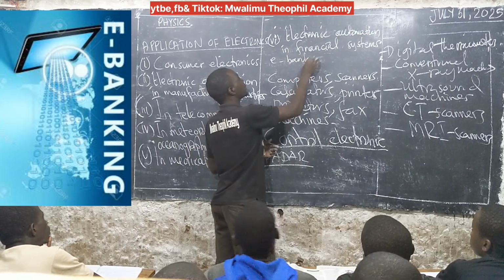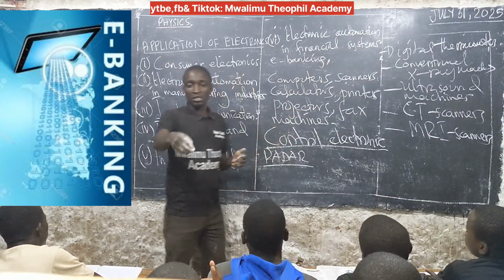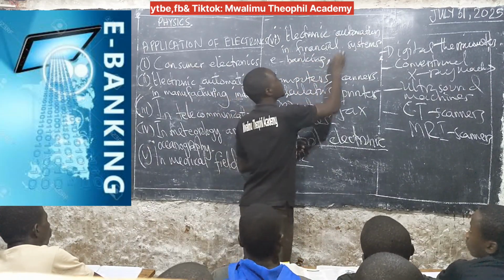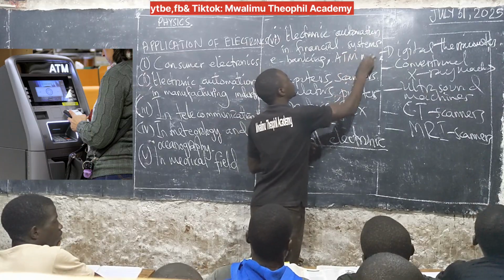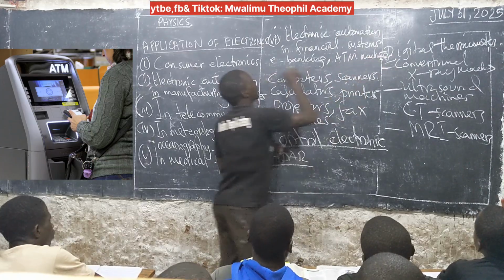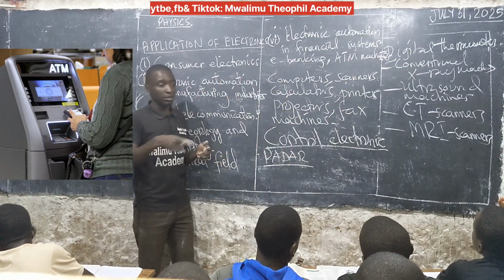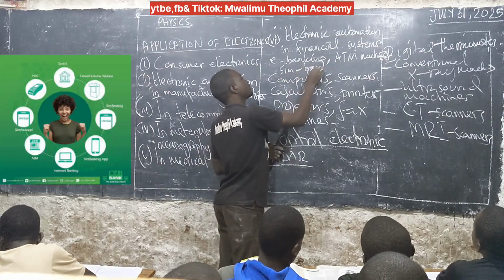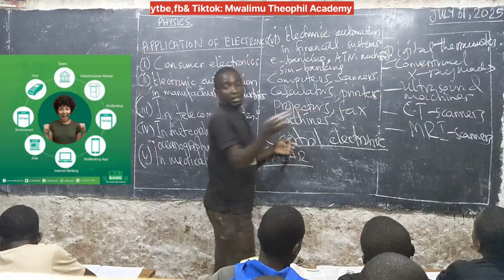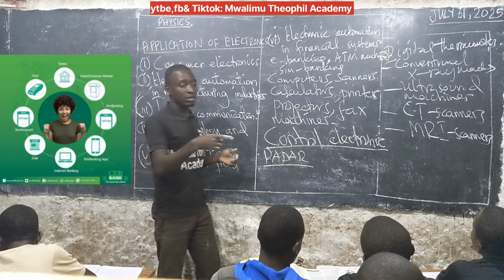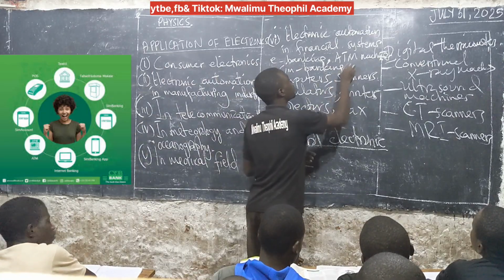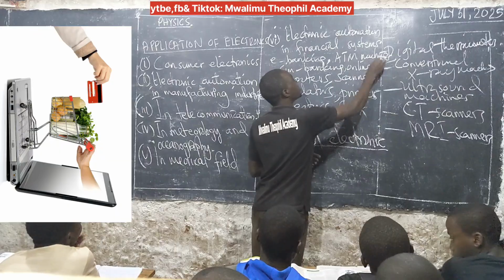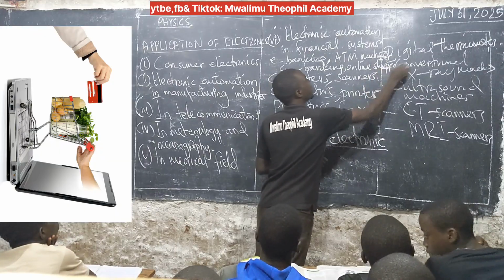E-banking. Another system that we use, yes? ATM machines. Okay. Another system that we use, yes? SIM banking. Another one. Yes, online shopping. And so on.